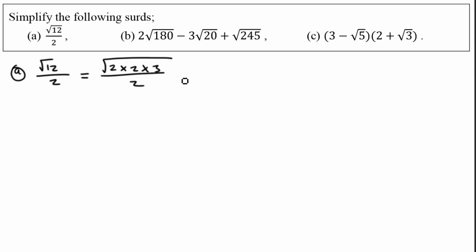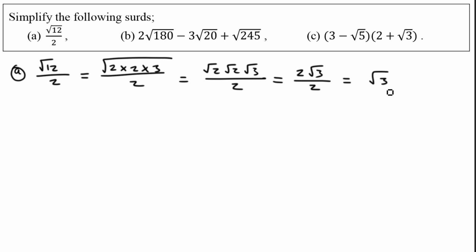And then we can split the numerator up into root 2, root 2, root 3. Root 2 times root 2 is 2, so the numerator is 2 root 3. Denominator is still 2, and we can cancel those 2's, giving us just root 3.